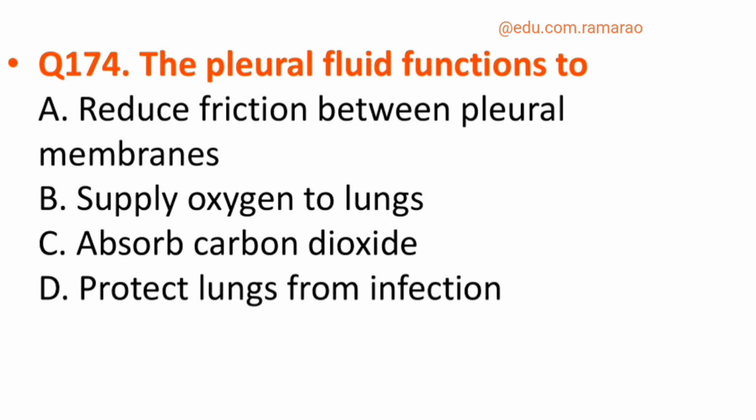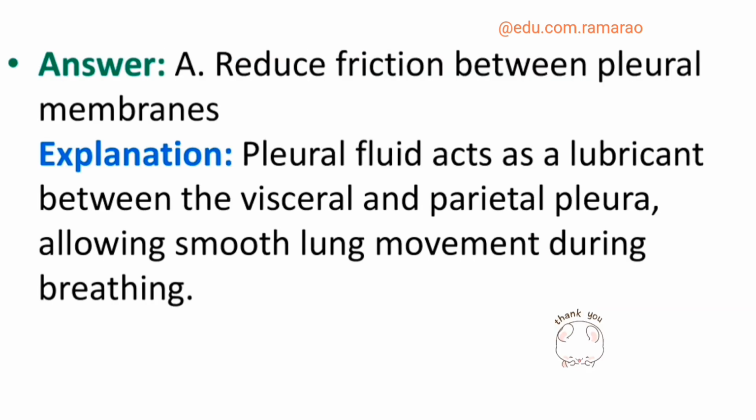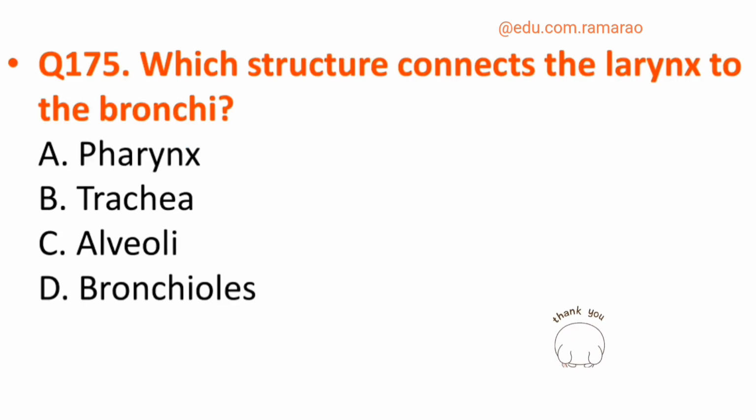The pleural fluid functions to option A, reduce friction between pleural membranes. Option B, supply oxygen to the lungs. Option C, absorb carbon dioxide. Option D, protect lung from infection. The correct answer is option A, reduce friction between pleural membranes. Pleural fluid acts as a lubricant between the visceral and parietal pleura, allowing smooth lung movement during breathing.